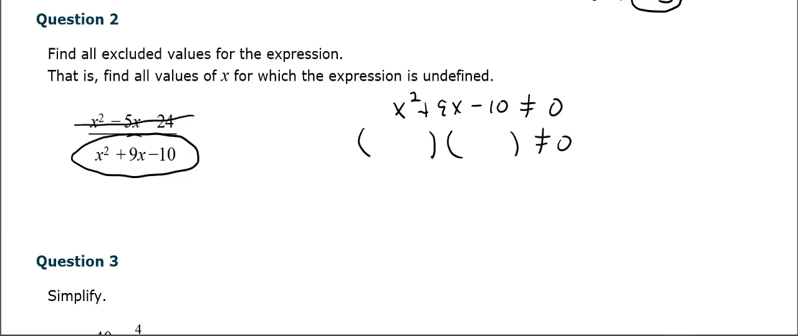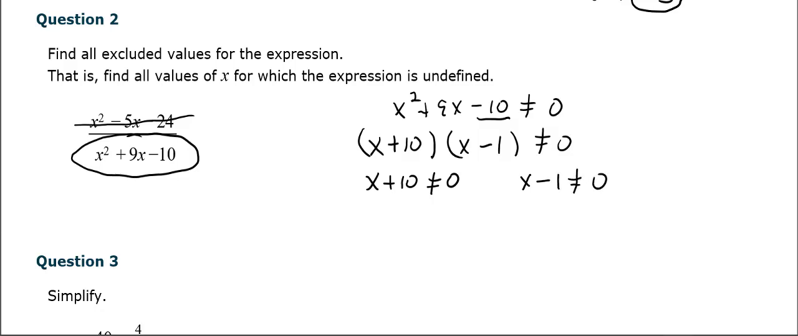And remember, we're looking for the factors of -10 that add to +9. So that would be a +10 and a -1, because +10 minus 1 is +9, and 10 times -1 is -10. Now, we set each factor individually and state that it cannot equal 0, and then solve.